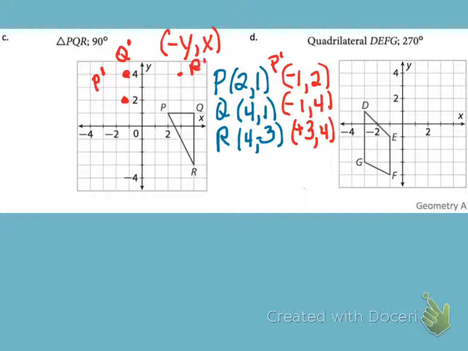And when I connect them to make my triangle, oops, I went a little bit over that point. There we go. And again, it's a good idea to check and make sure that it looks like it's 90 degrees in the counterclockwise direction. So what we want to do is just pick a coordinate and its image. You can do whichever one. I usually like to pick the one that's closest to the origin, but you can do whatever one you want.